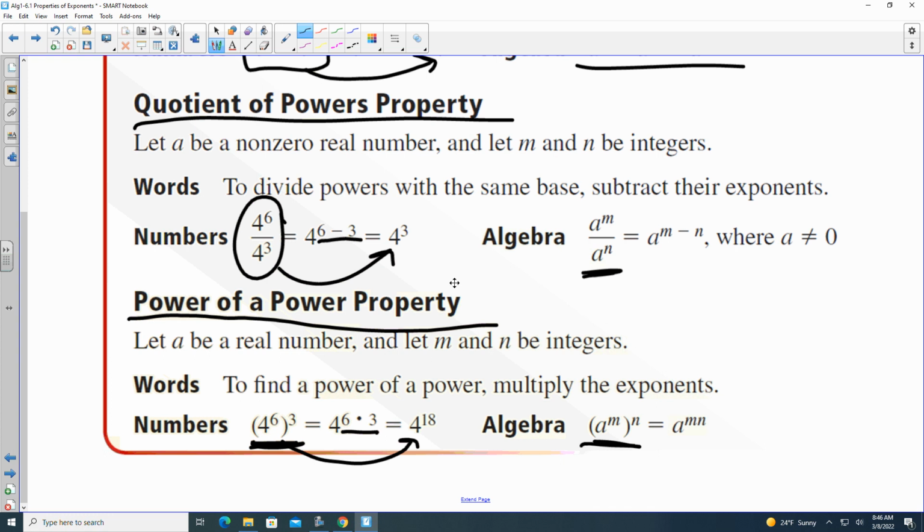So the rule is if you have a to the m power, and then it gets raised to the n power on the outside of the parentheses, it is a to the product of m times n.